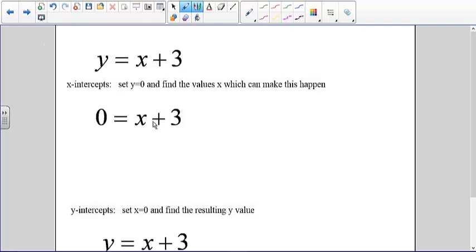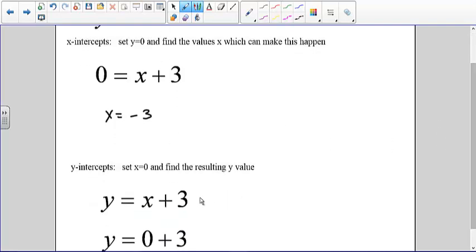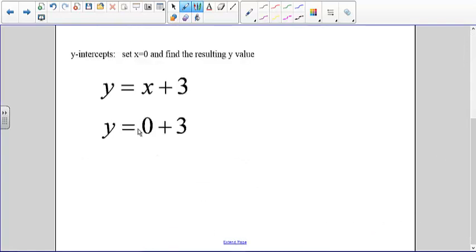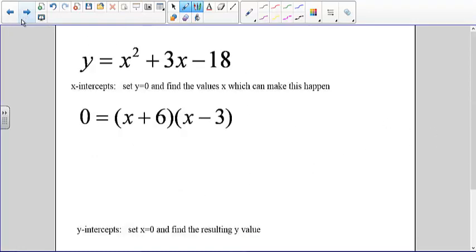So here's another example of a linear equation. Here's the original equation. To get the x-intercepts, you set y equal to 0. If you just solve for x, you'll get x equals -3. You can see if I plug in -3 in here, it's -3 plus 3, which is 0, which is what I came up with. Now to find the y-intercept, you set x equal to 0 and then solve for y. So in this case, you just get y equals 3. That's pretty much a piece of cake.